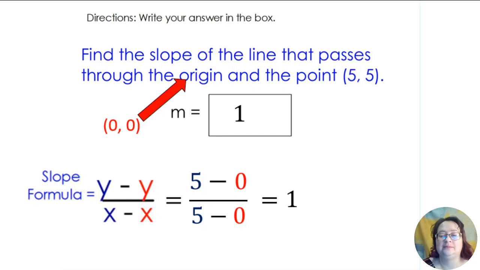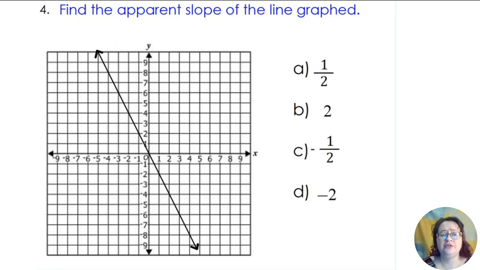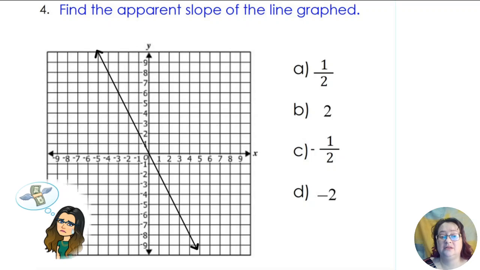Let's try one more. For this one, it says find the apparent slope of the line graphed. Well, the first thing I'm going to do is decide if it's positive or negative, and then mark out the answers that are not what I'm looking for. If I look at that, remember we read from left to right, just like we read words. And if that's my bank account, that's bad. That's negative. So I'm going to mark out my 2 positive answer choices.